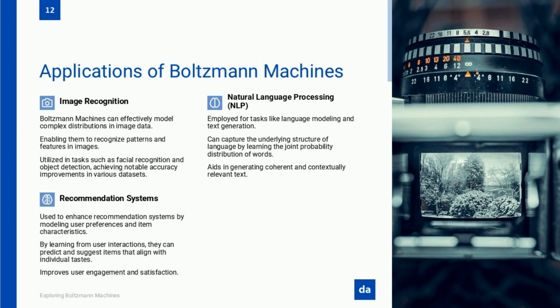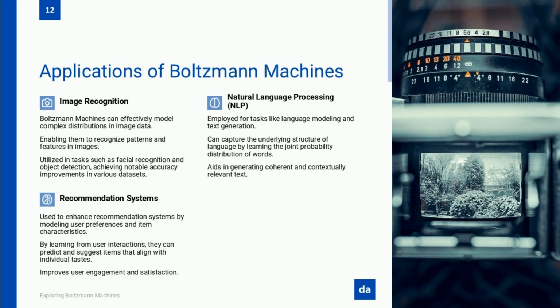Another major application is in natural language processing, NLP. Although transformers like GPT have become the dominant models for language tasks, Boltzmann machines have been explored for text generation and language modeling. By learning the probability distribution of word sequences, they can generate new sentences that resemble human-written text. This makes them useful in AI-driven content creation, automated writing, and machine translation, though they are less commonly used today due to computational inefficiencies.